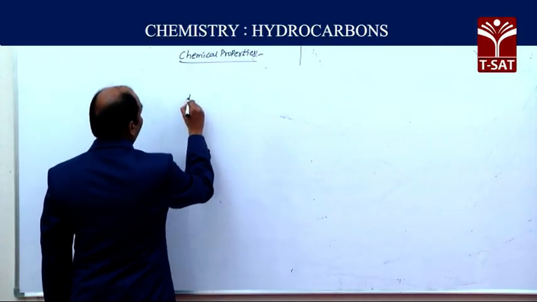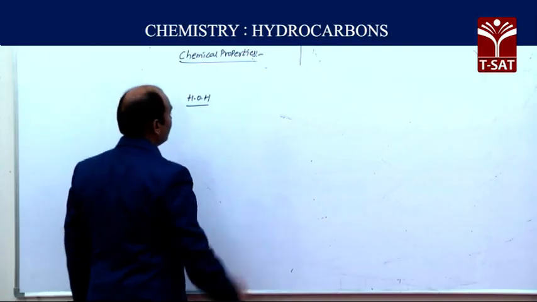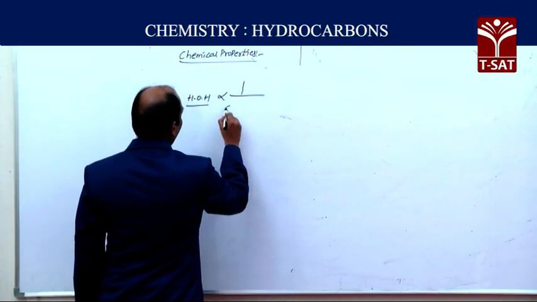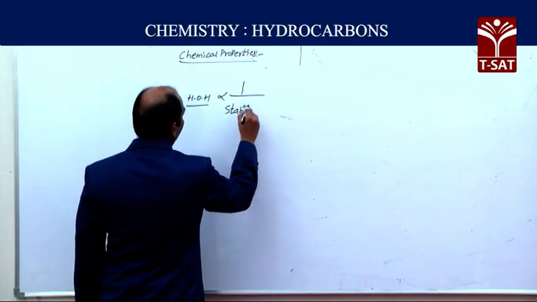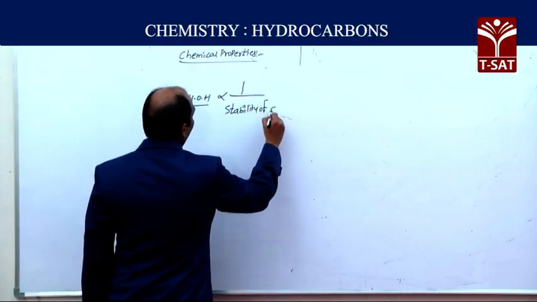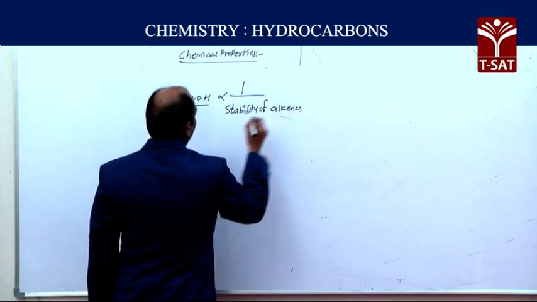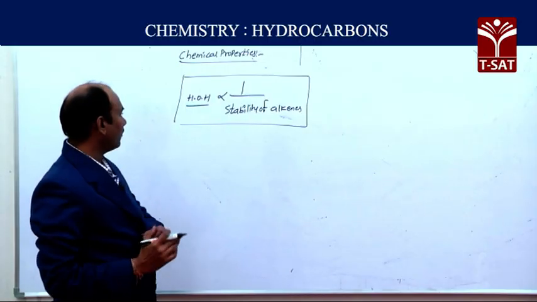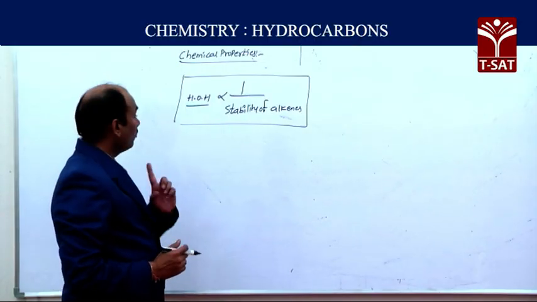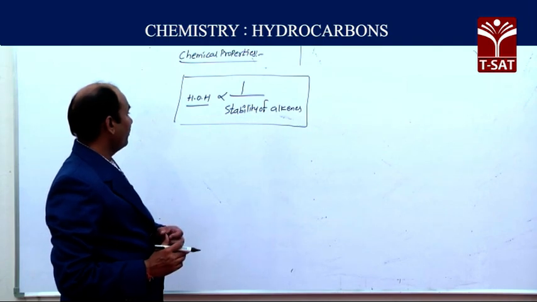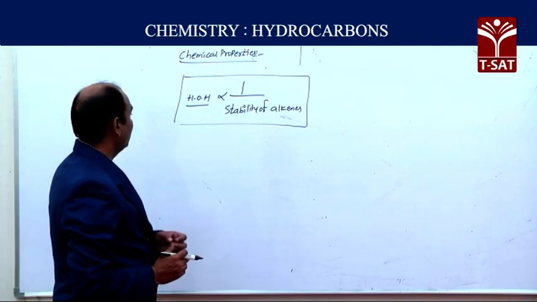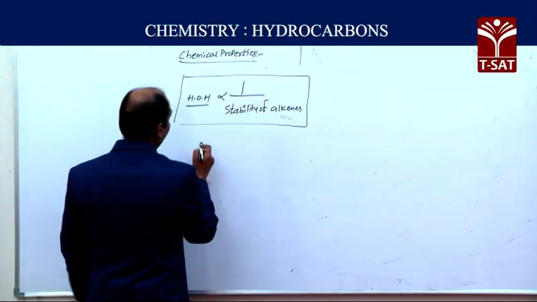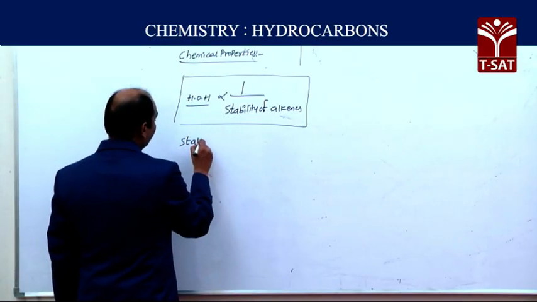Generally, heat of hydrogenation, HOH, is nothing but heat of hydrogenation. Heat of hydrogenation is inversely proportional to the stability of alkenes. Heat of hydrogenation means the amount of heat liberated when 1 mole of alkene is treated with excess of hydrogen. So heat of hydrogenation is inversely proportional to the stability of alkenes.